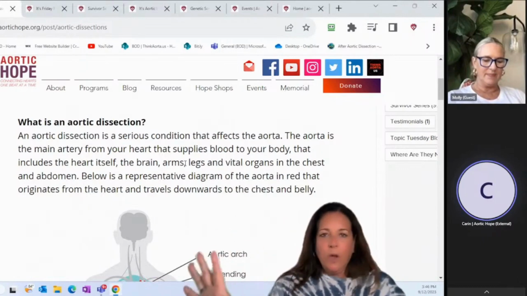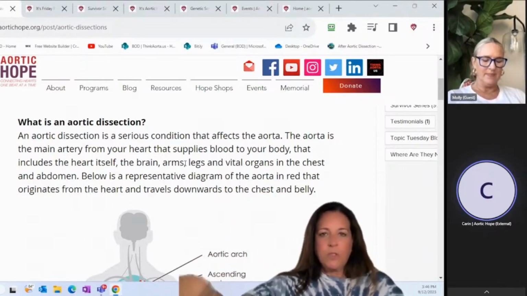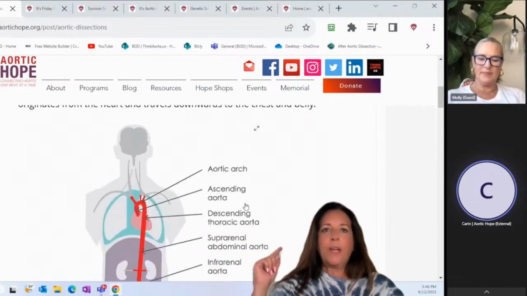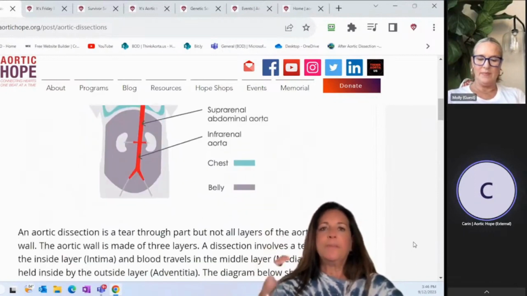All right, so we already know about the aorta. The main vessel supplies all the oxygen-rich blood everywhere. Okay, so again, here's your aorta. This is all the different places where it feeds blood to.